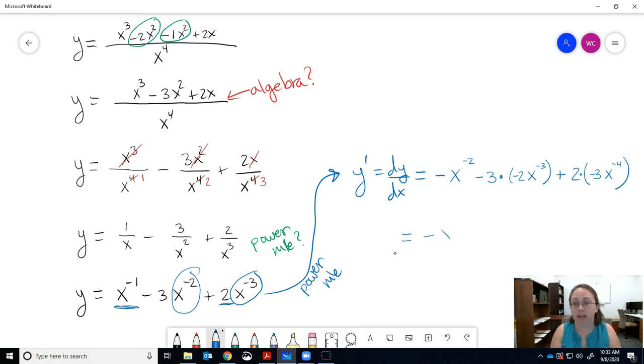So let's just clean it up a little bit. x to the negative 2, that would be negative 3 and negative 2 multiplied to be positive 6. x to the negative 3. Positive 2 and negative 3 become negative 6. x to the negative 4.